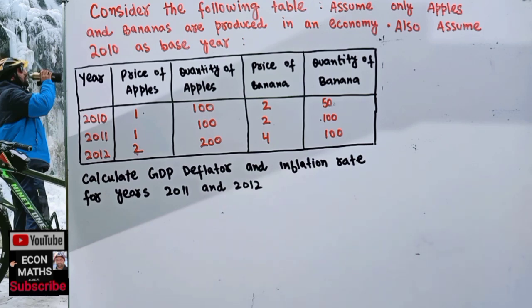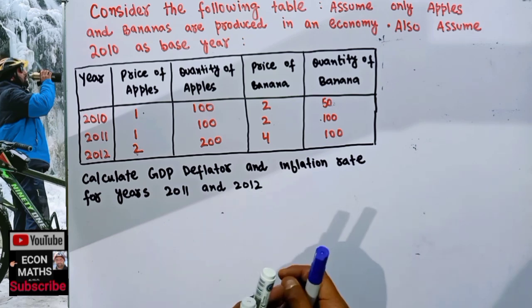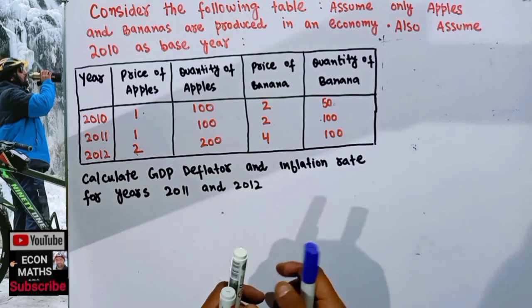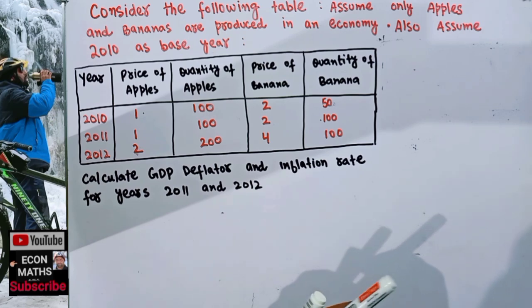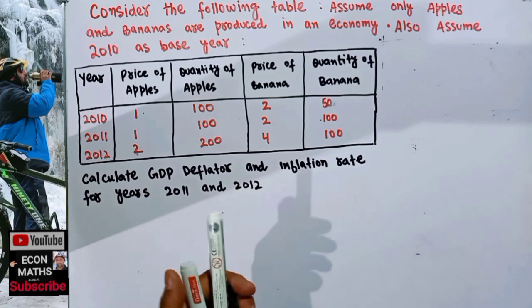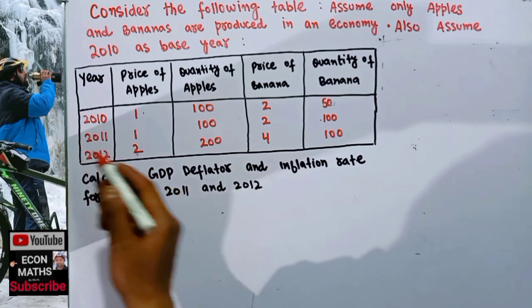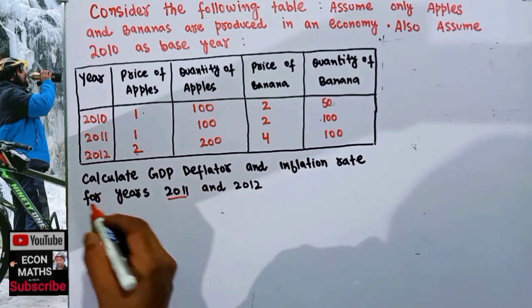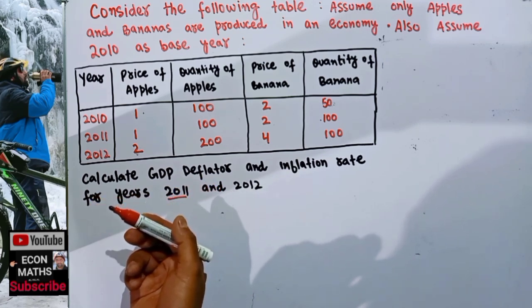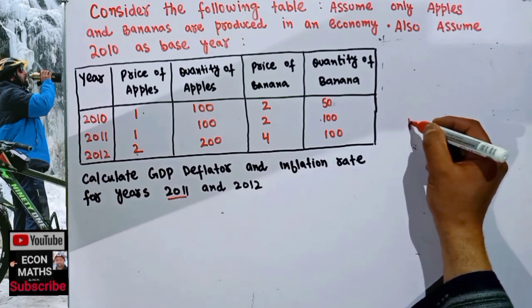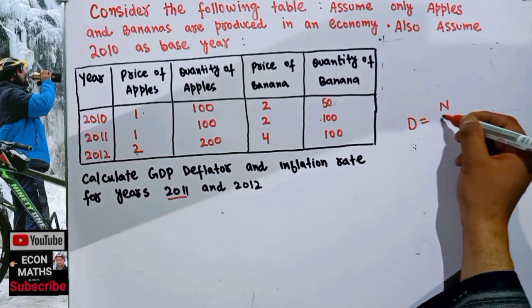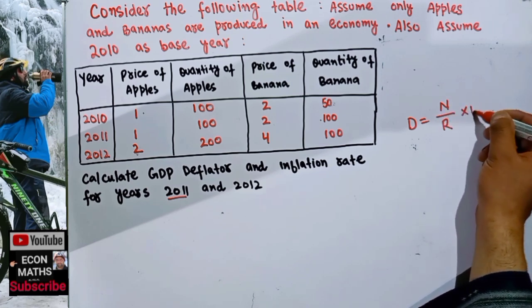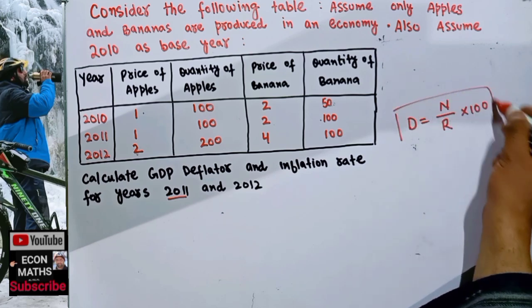By GDP deflator, also called the implicit price deflator, we mean a measure used to determine inflation. It is used to determine the level of prices of newly domestically produced final goods and services in an economy in a year. How do we calculate it? The formula is simple: GDP deflator is equal to nominal GDP divided by real GDP times 100.